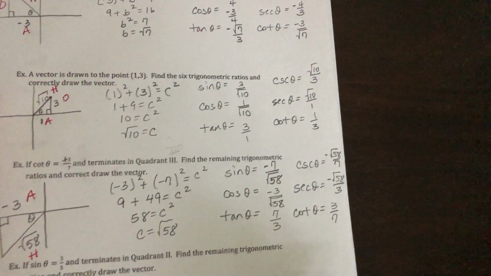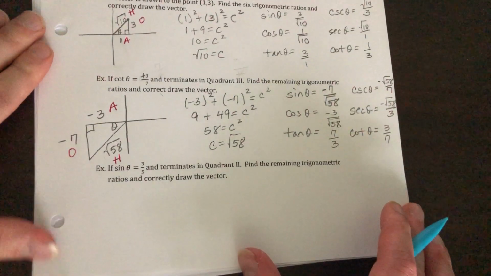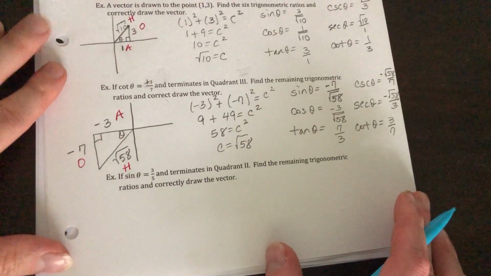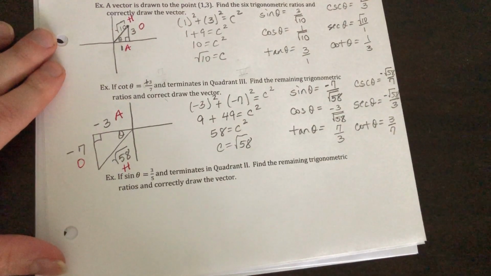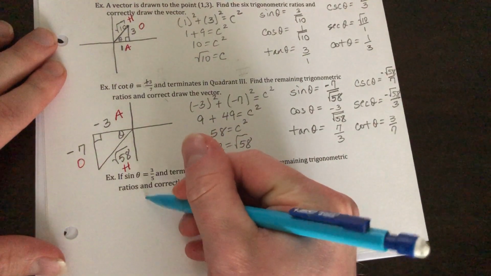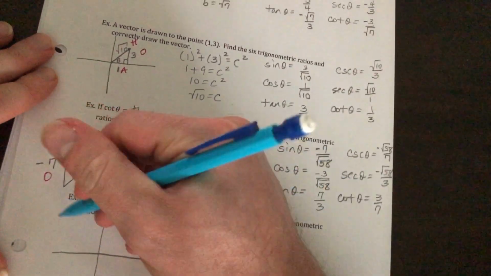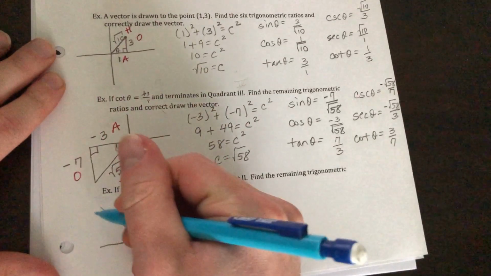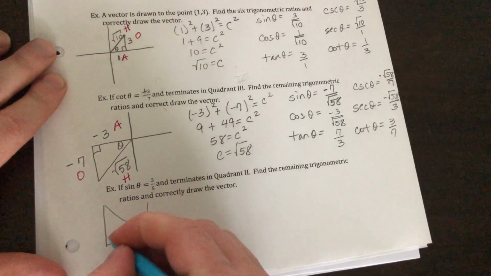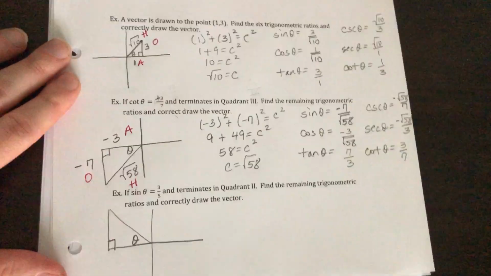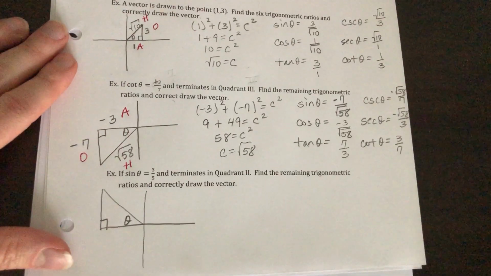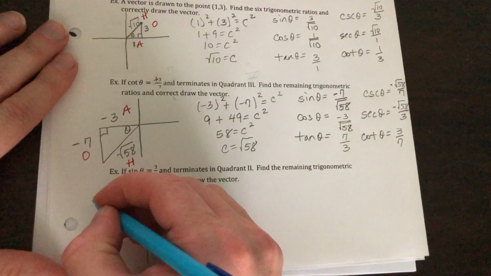Okay? And then our last example problem. Sine of theta is equal to 3 over 5, and it terminates in quadrant 2. So we're going to draw a right triangle, and the angle has to be made with the x-axis. Sine is going to be opposite over hypotenuse, so 3 over 5.